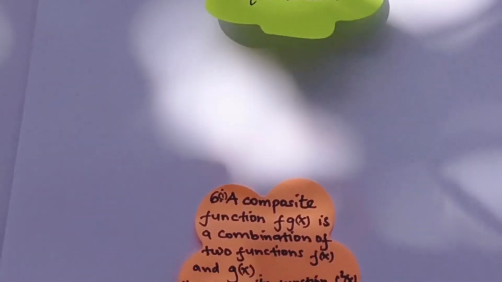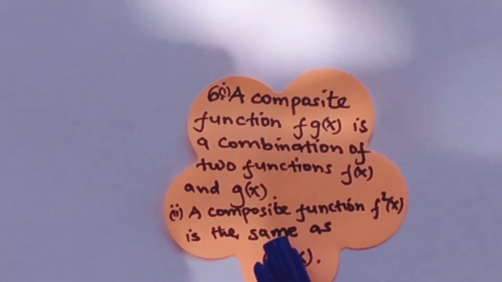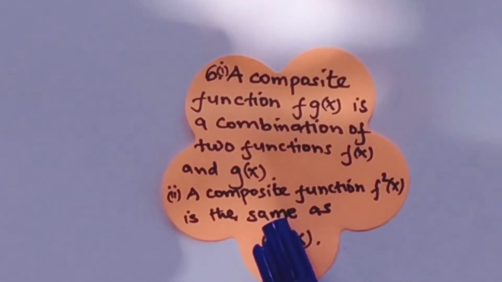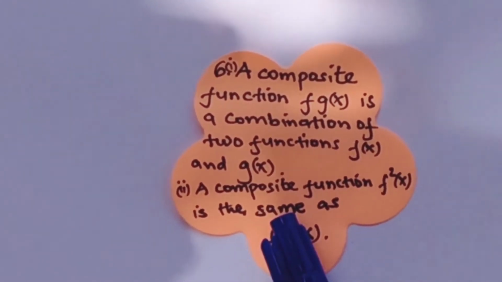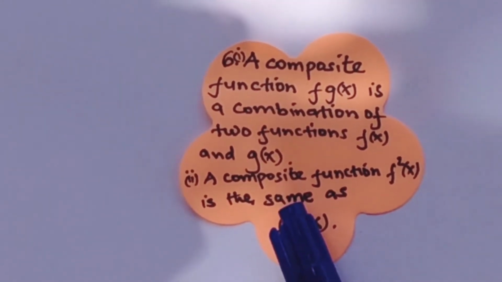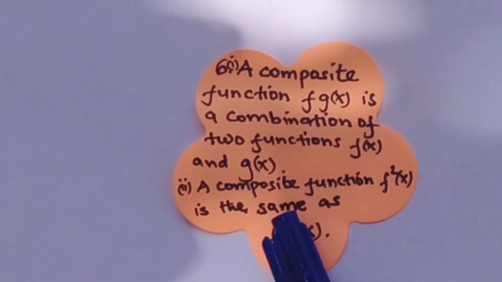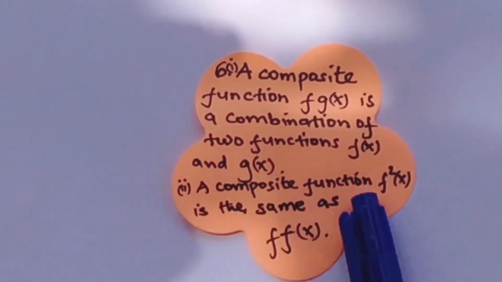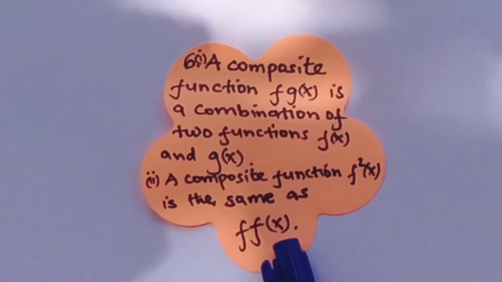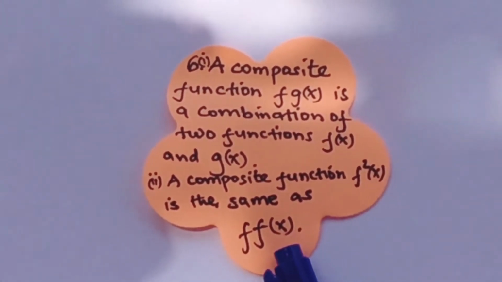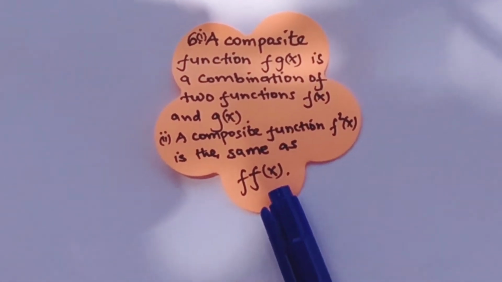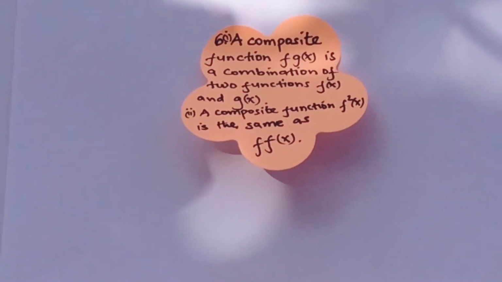And lastly but not least, we look at a composite function. A composite function, f g of x, is a combination of two functions, f of x and g of x, or any other function the way it may be defined. And a composite function, f squared of x, is the same as having f of f of x. So you can even have f cubed of x. That means f of f of f of x, like that. It can even be power 10 if needed.